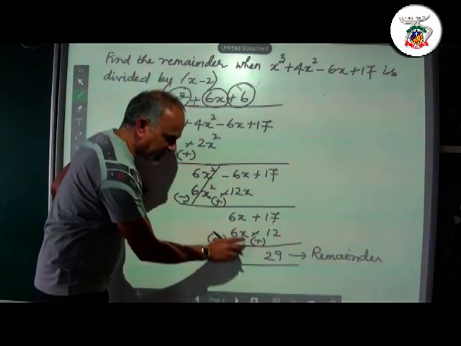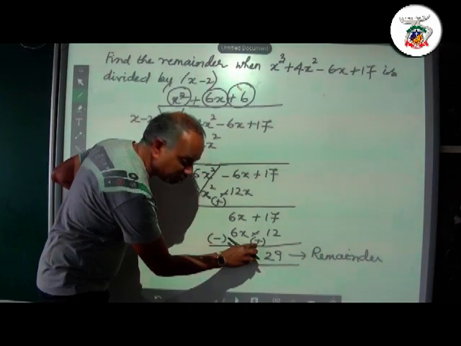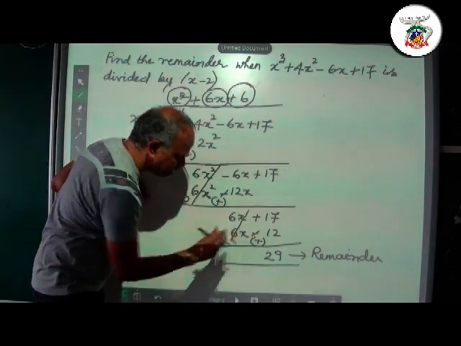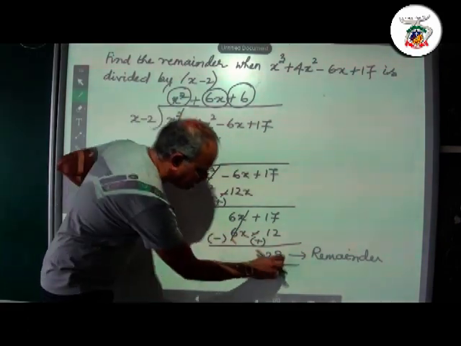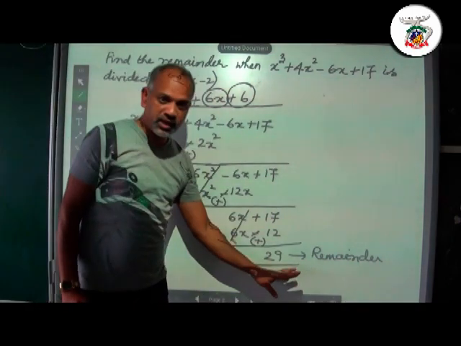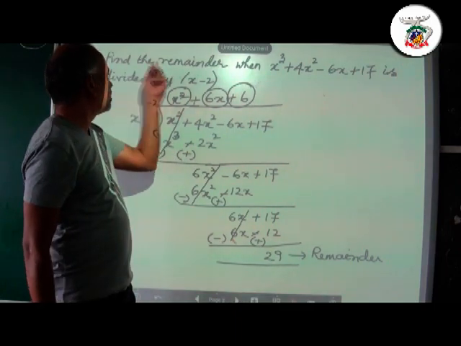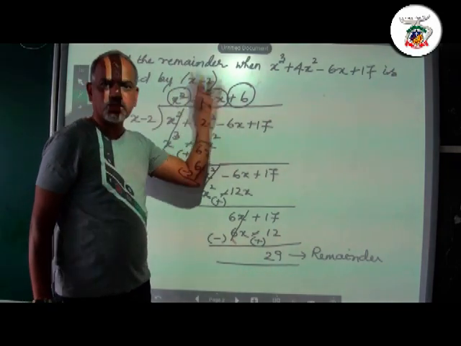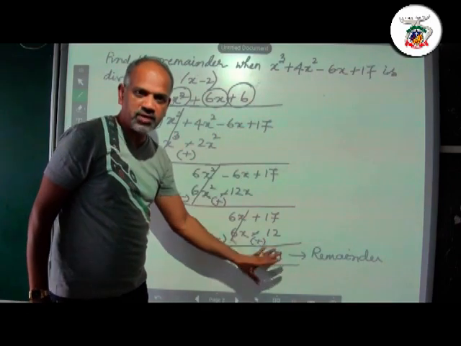Now to subtract them, the sign of this becomes minus, this minus I have cancelled and it becomes plus. The 6x and minus 6x gets cancelled. 17 plus 12 gives you 29. This is your remainder. This is the remainder that you get, and we are actually finding the remainder when you divide this polynomial by x minus 2. So the remainder is 29 by the normal division method.